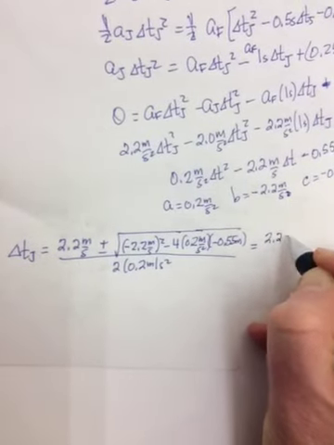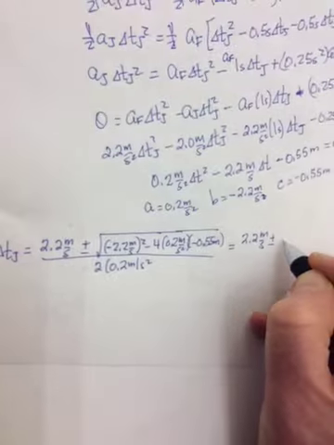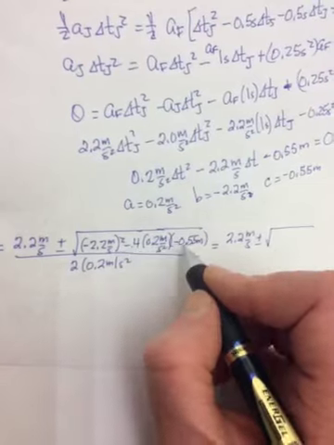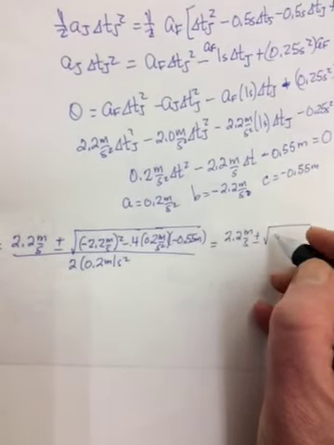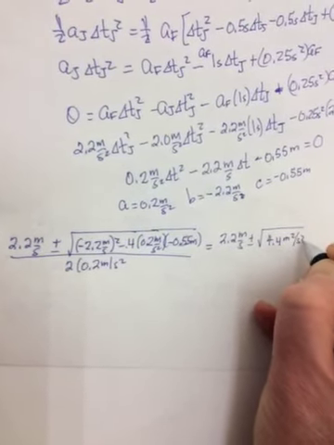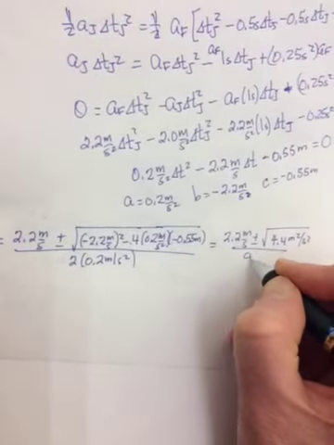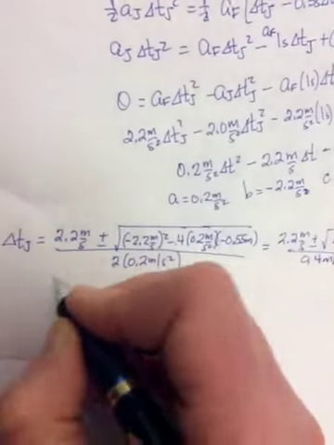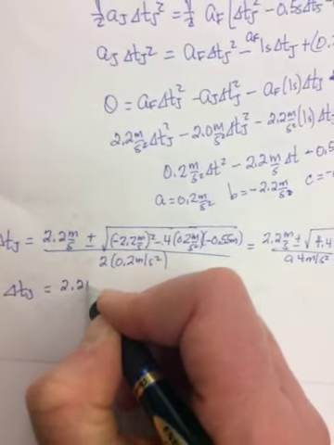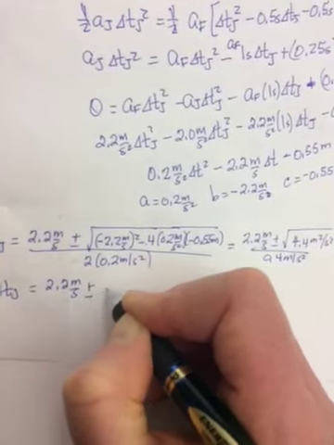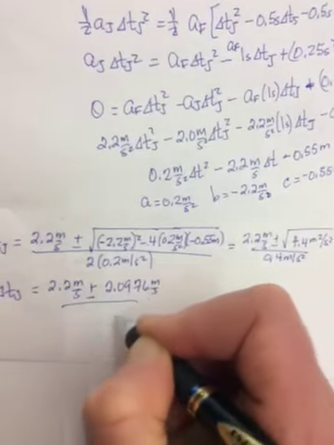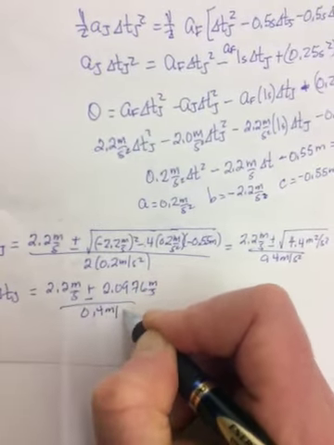So it'll be 2.2 meters per second plus or minus under the root. If you do the whole thing out, because I'm going to run out of time otherwise, you get 4.4 meters squared per second squared, and that's going to be over 0.4 meters per second squared. So delta t of Jerry is going to equal either 2.2 meters per second plus or minus 2.0976 meters per second divided by 0.4 meters per second squared.